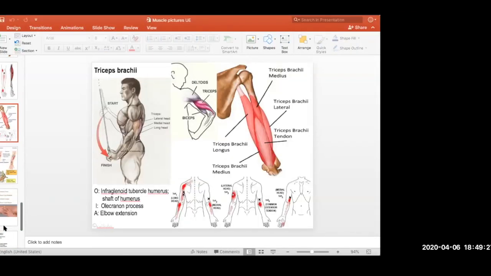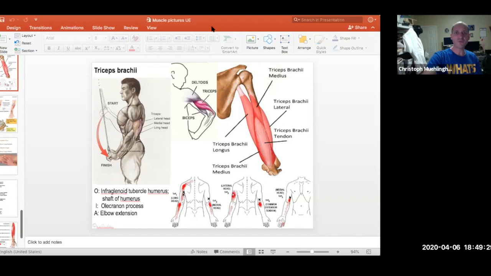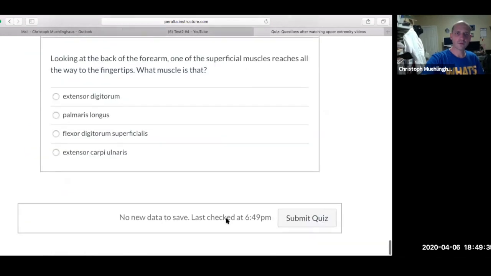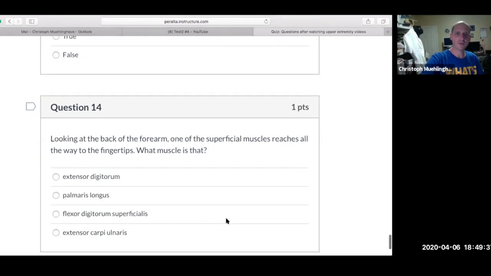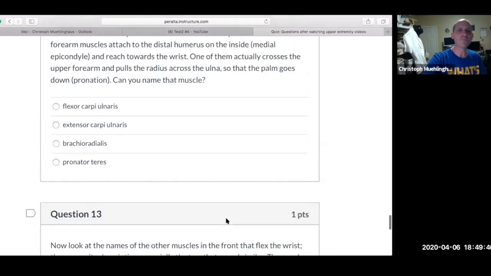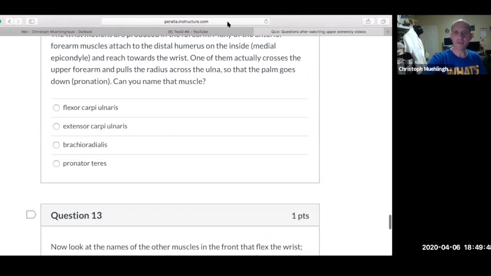So when I look at, wait, I got to cheat for a second. Hold on. I got to make sure I have a question on that. We have not talked about the brachioradialis. Let's do that first real quick before we get to pronator teres.